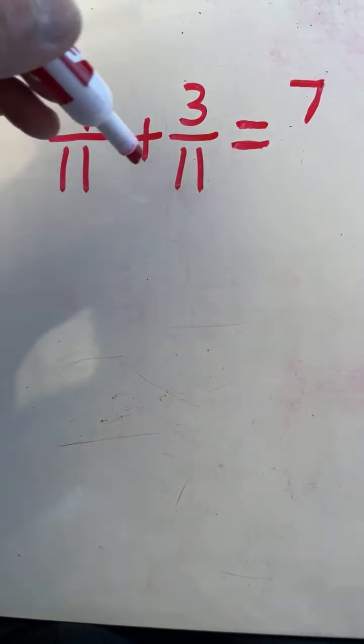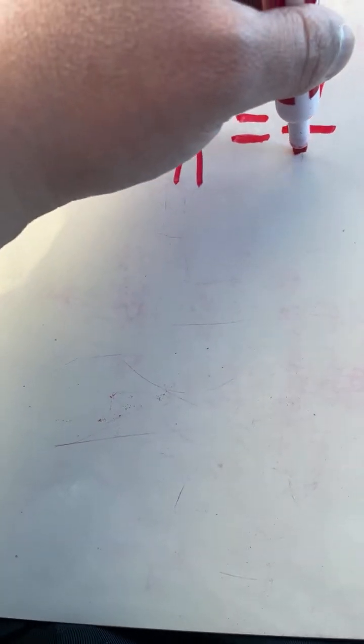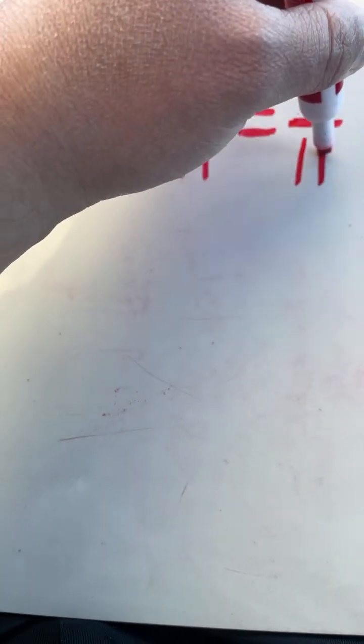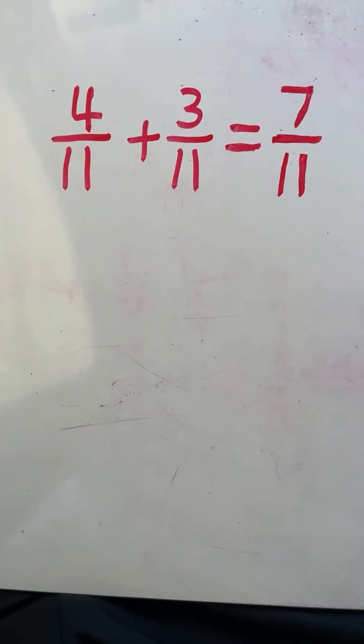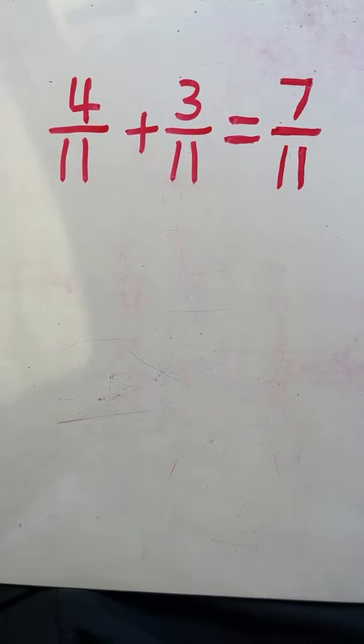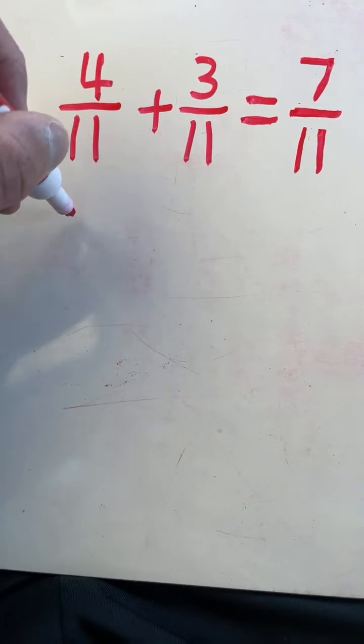So the denominator in both of these fractions is 11. So the denominator in our answer is going to be 11. So we have our final answer. 4 11ths plus 3 11ths equals 7 11ths. Alright, next example problem.